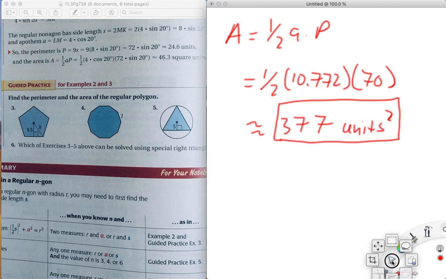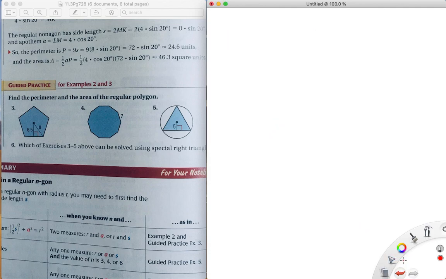Right. The last one here, number 5, we have a triangle that's inscribed. They give us the apothem this time, so that's neat.